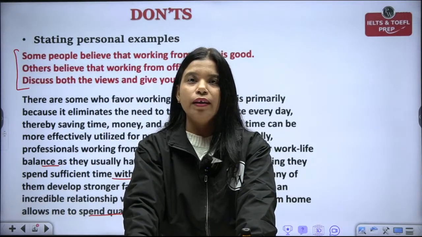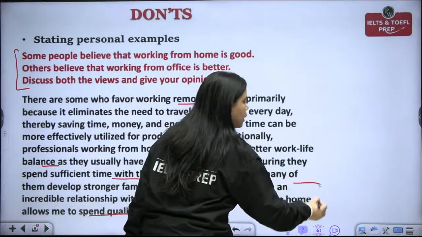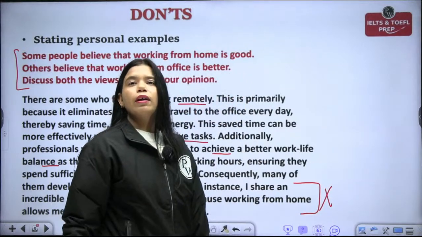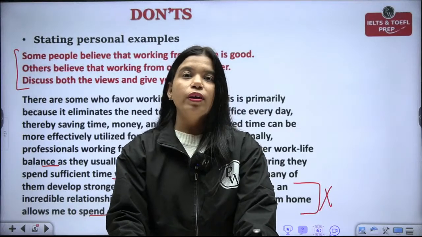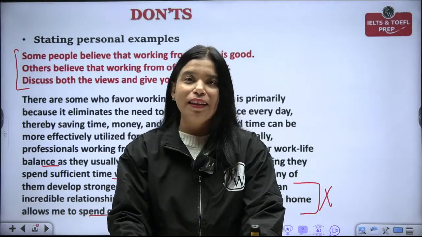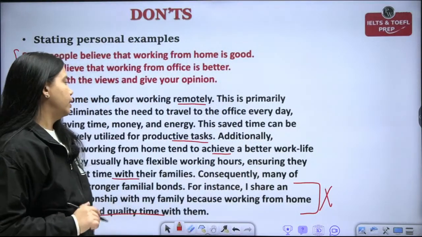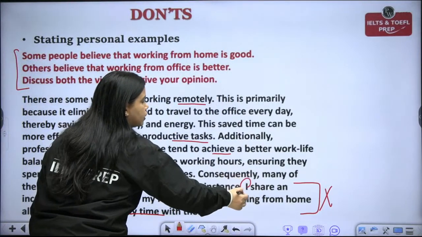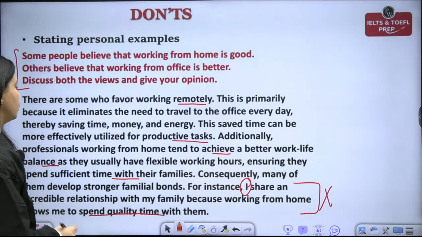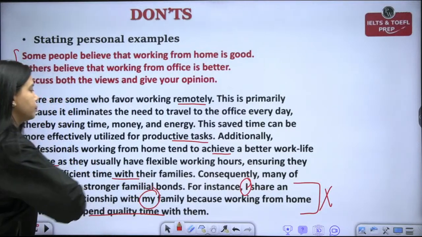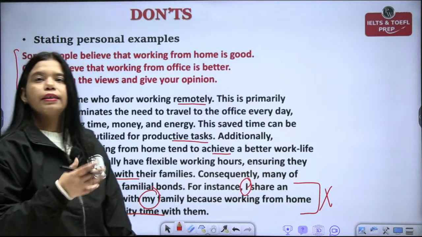But the goof up here is that personal example where I am telling my own story. आप अपनी कहानियाँ नहीं बता सकते examples में. Don't start talking about yourself. Don't start talking about your cousins, neighbors. अपने भाई बंधुओं की कहानी नहीं बतानी है. अपनी कहानी नहीं बतानी है examples में. You need to generalize those examples. फिर से देखते हैं यहाँ क्या गड़बड़ है. For instance, I share, this I is doing the goof up here. I share an incredible relationship with my family because working from home allows me to spend quality time with them. ये सारी गड़बड़ है यहाँ पे.